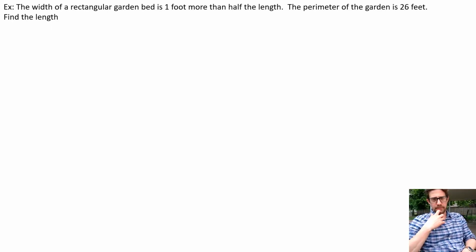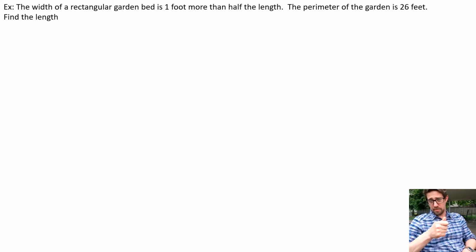All right, story problem time. The width of a rectangular garden bed is 1 foot more than half the length. And the perimeter of the garden is 26 feet. Based on just that information, you can find the length. So the work here is translating these words into an equation. And I know people don't like story problems, but really this is probably the most important thing you ever do in math. Because the whole point of this stuff is for you to be able to use it in your lives.